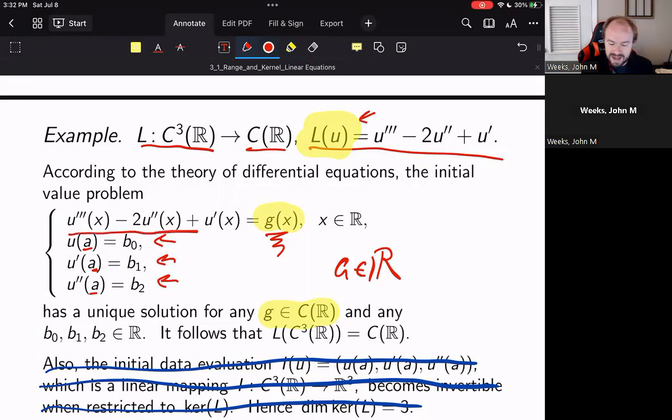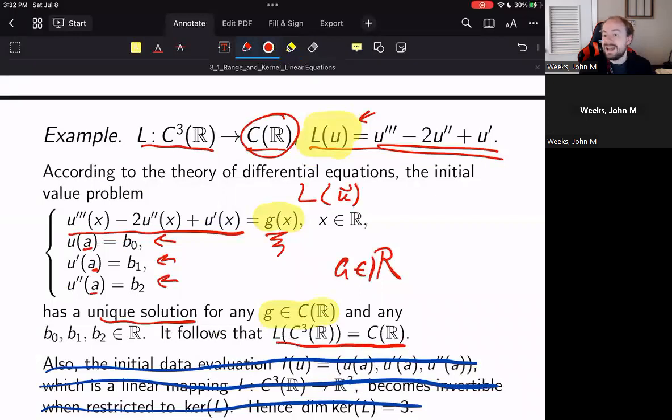Notice that the left-hand side is this equation. So we're saying that g of x is our L of u from before. Well, for any L of u, you get a unique solution. What does that mean? That means that L is a surjective function. For any g of x inside of C of R that I'd like to have plugged in, there exists a unique solution for it. So it follows that this is a surjective function.